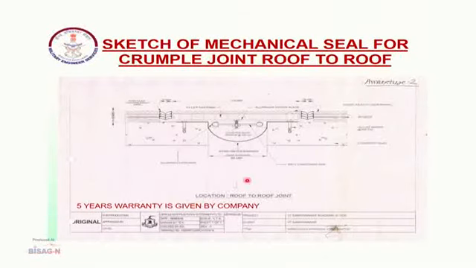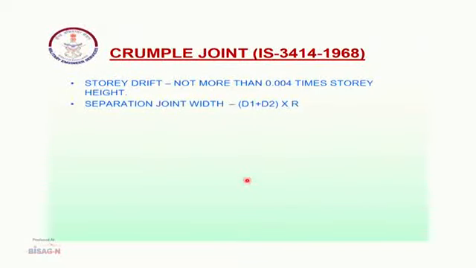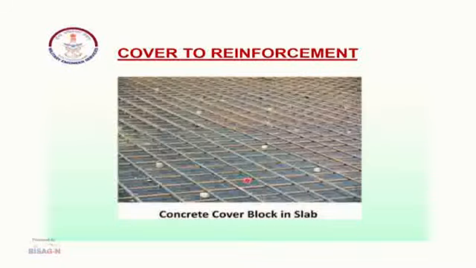Nowadays, some special companies are coming with mechanical seals. For example, Hercules is coming and giving a 5 years warranty for this mechanical seal. So, we must go with these new provisions. This is another diagram of this crumple joint sealing. This is just a calculation of what will be the width of the crumple joint.